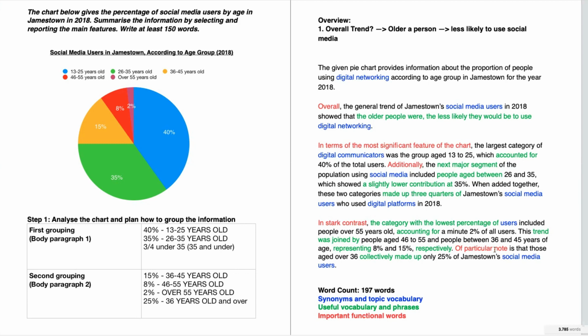And then of particular note is another advanced phrase that is great when you want to call your reader's attention to something interesting. And in our case, it was this last piece of information here, about 25% of Jamestown social media users. So there you have it. That is our essay with one pie chart. Now we're going to take things up a notch and look at our second example for today, looking at two pie charts together.